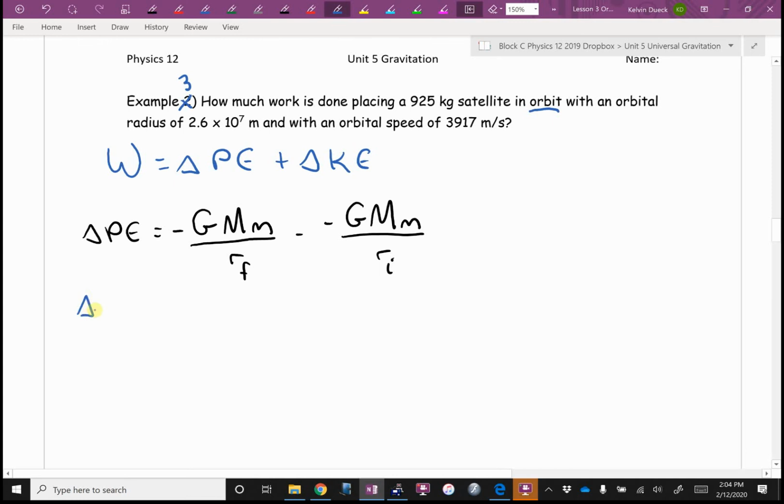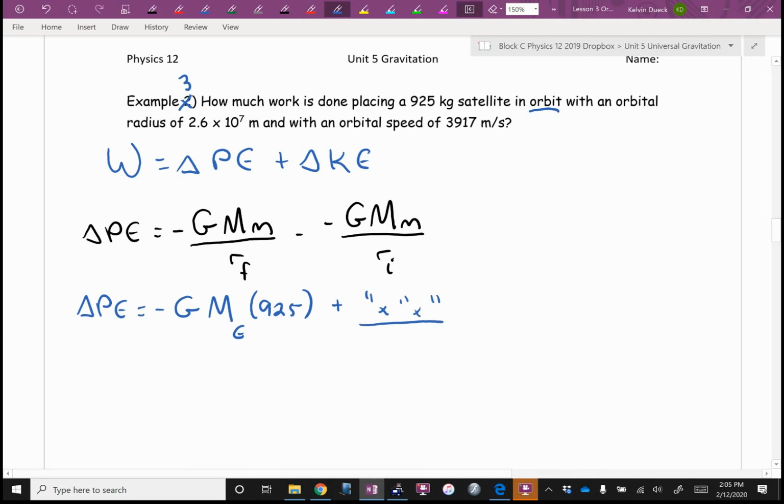Negative. Do you know what big G is as a number exactly? I'm going to put that there. Big M, mass of Earth. Little m, 925. What's a minus, minus the same as? Are the tops the same? The same times the same times the same.